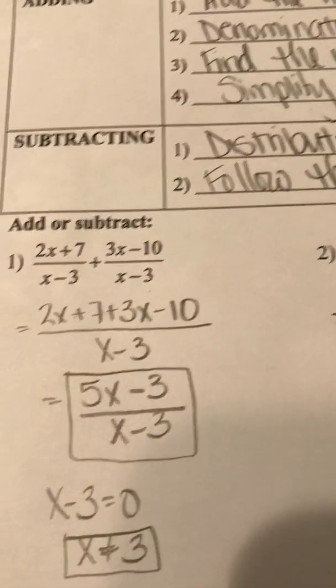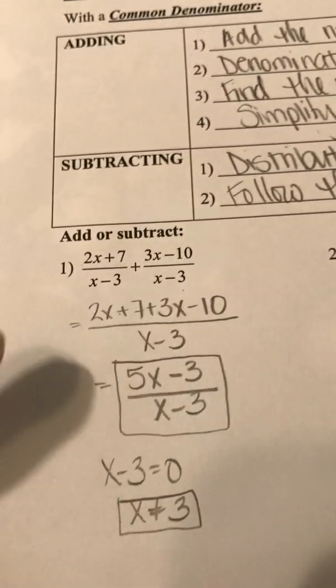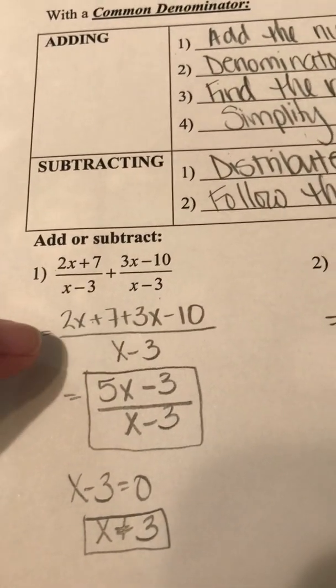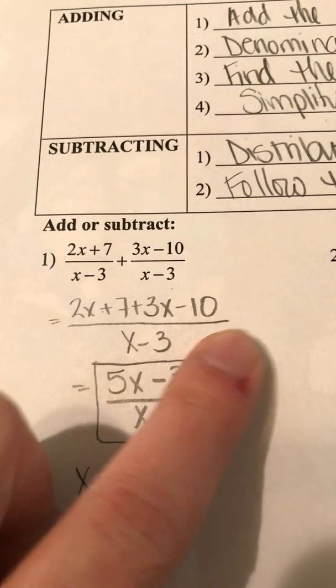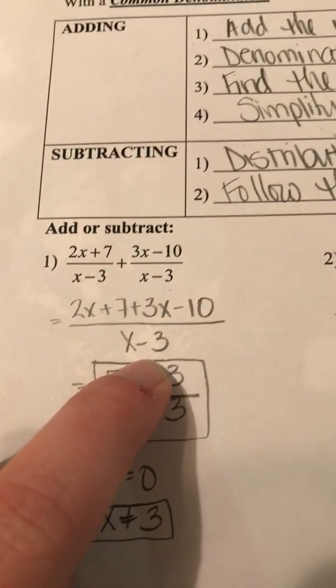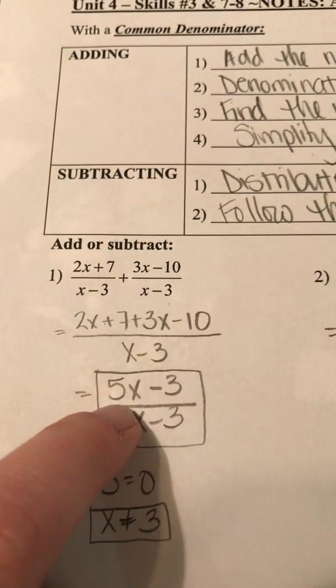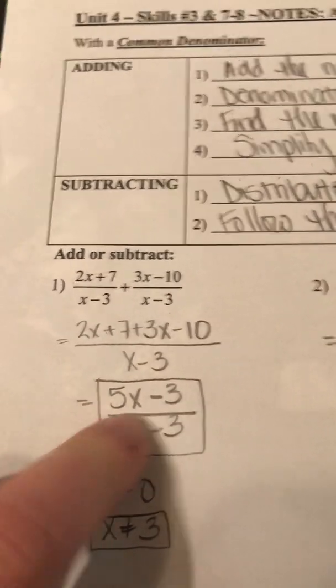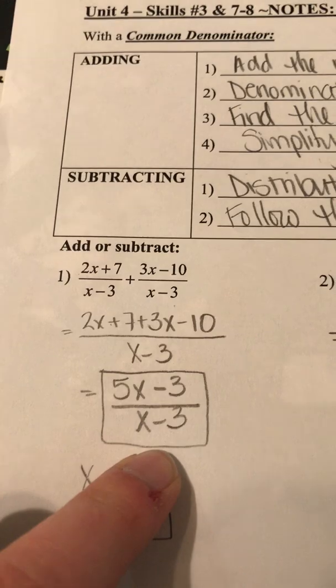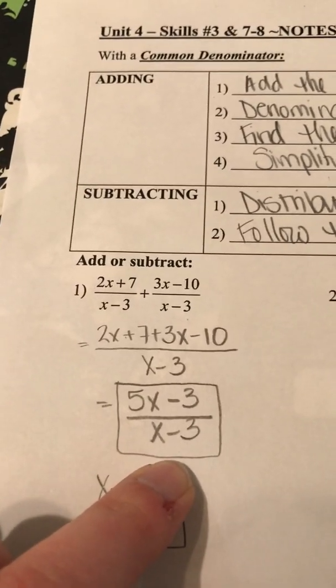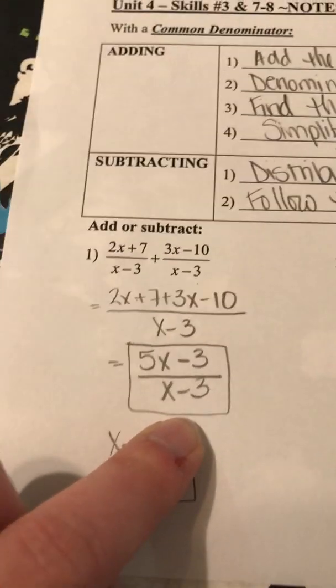All right, so looking at the first one. What I did was I noticed that the denominators are the same. So I add the numerators, keep the denominator the same. At that point, you can add like terms, okay? Well, 2x and 3x gives us 5x. 7 and negative 10 gives us negative 3. Can't factor the numerator because its GCF is 1. That won't help us. So that's our final answer.